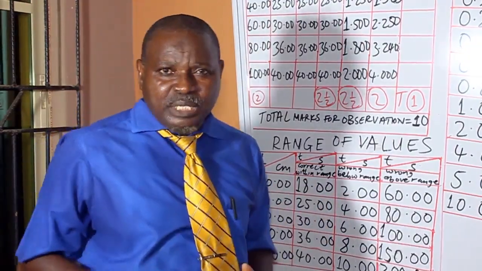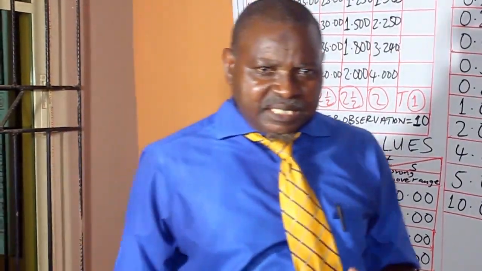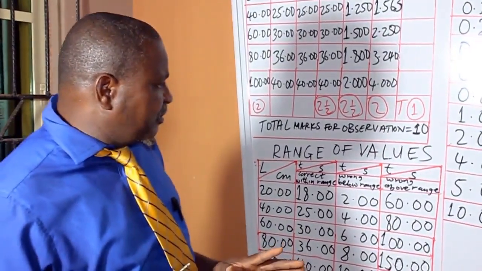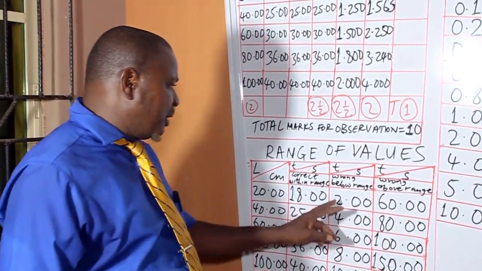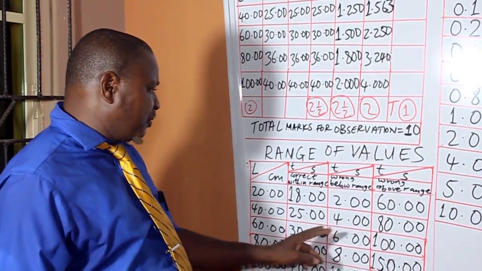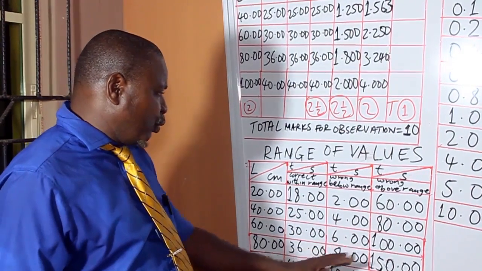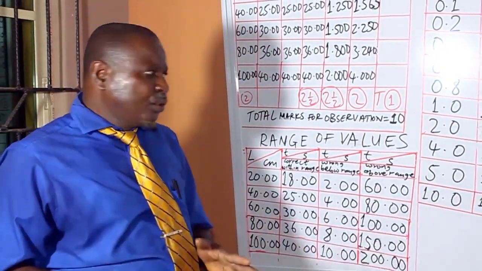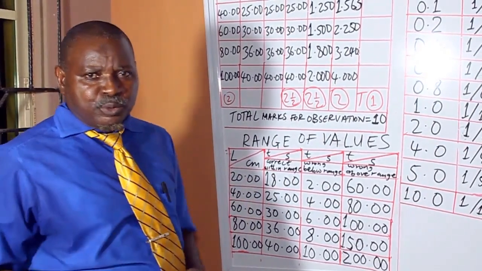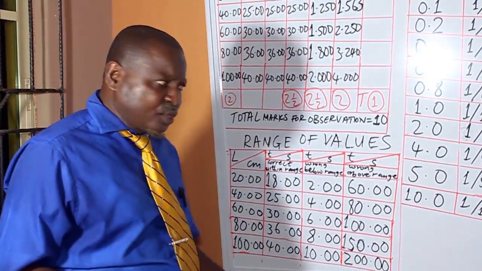But there are some students, they fabricate the values. When they fabricate the values, they will write, instead of 18, they will write 2. Instead of 25, they will write 4. Instead of 30, they will write 6.00, and so on and so forth. This is wrong and below the range which they are supposed to get. And they will score 0 here.